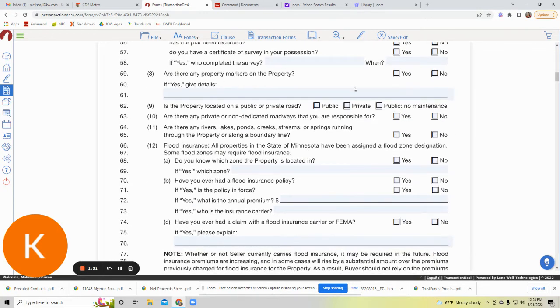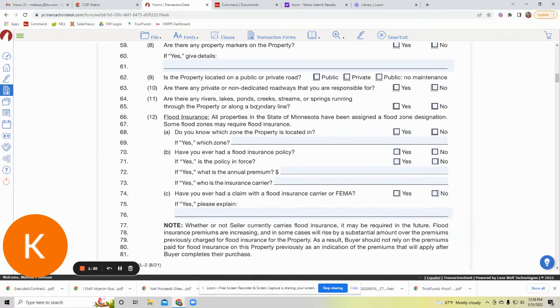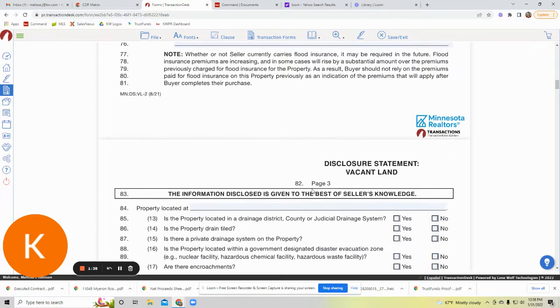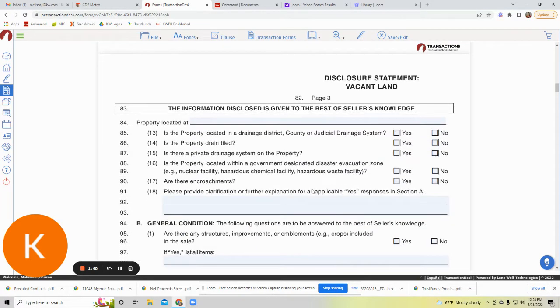It also asks if there are property markers and if it is on a public or private road, which is really important. Has this property been deemed to be in a flood zone? And if so, do you have a flood insurance policy? You would fill that out in section 12. Going on to 13, is it in any type of drainage district?